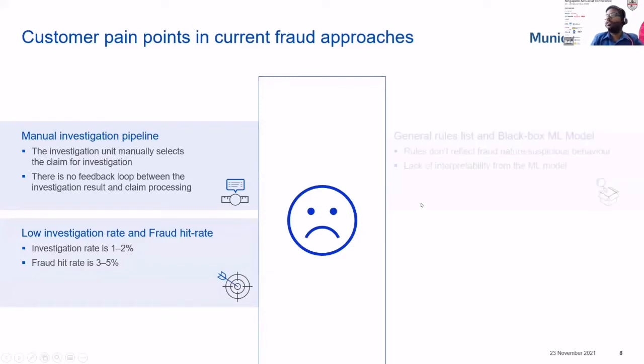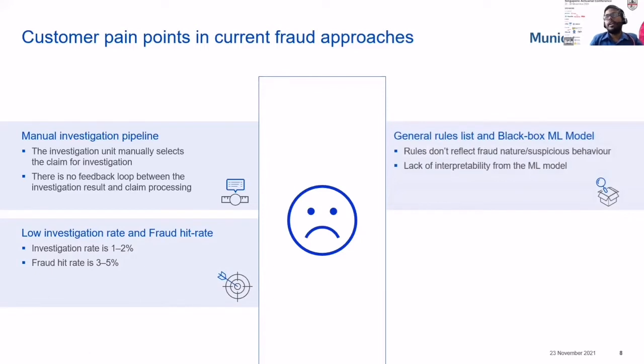Next, if I move on to the next one. So currently in place, most of the primary insurers have some general rules, but the rules are very generic, which don't reflect the fraud nature or are not updated to the market. And they have some machine learning models, which are kind of a black box for them. So they were not able to interpret why the particular model is giving this result, or why the particular claim has been tagged as suspicious.